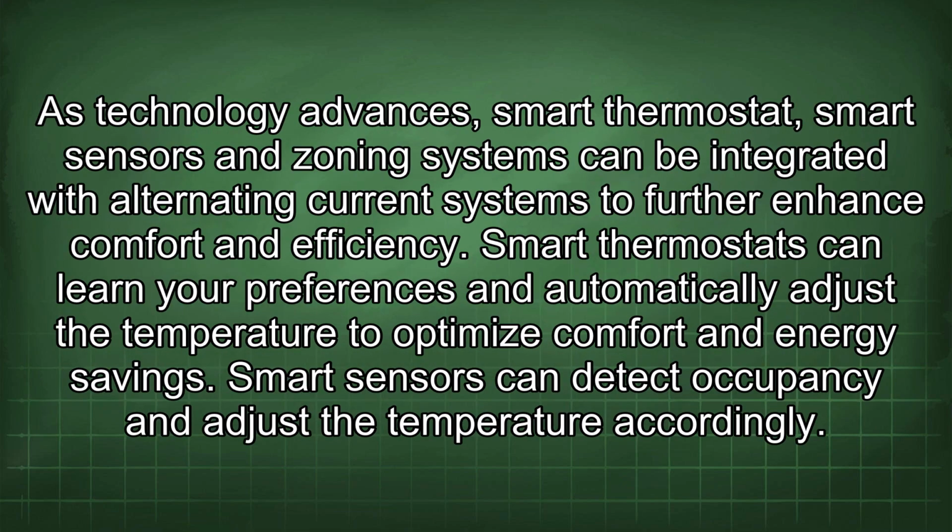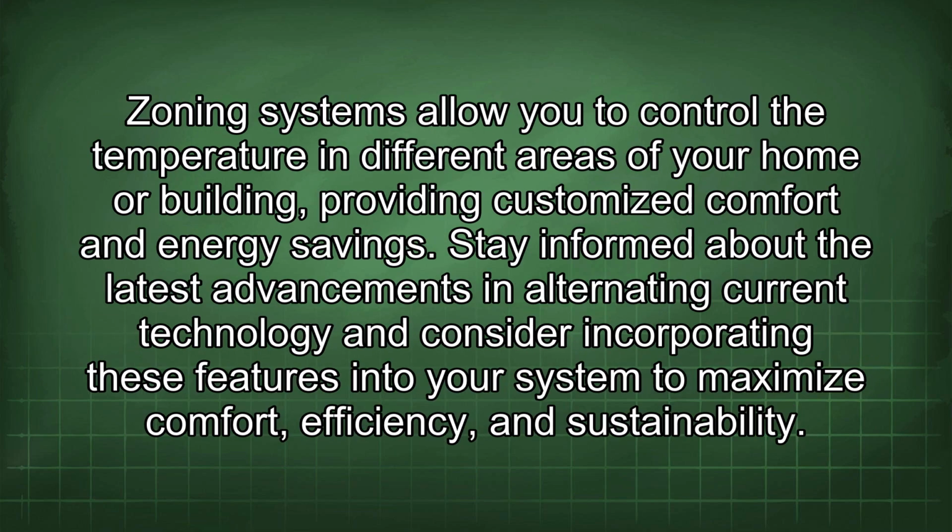As technology advances, smart thermostats, smart sensors, and zoning systems can be integrated with alternating current systems to further enhance comfort and efficiency. Smart thermostats can learn your preferences and automatically adjust the temperature to optimize comfort and energy savings. Smart sensors can detect occupancy and adjust the temperature accordingly. Zoning systems allow you to control the temperature in different areas of your home or building, providing customized comfort and energy savings. Stay informed about the latest advancements in alternating current technology and consider incorporating these features into your system to maximize comfort, efficiency, and sustainability.